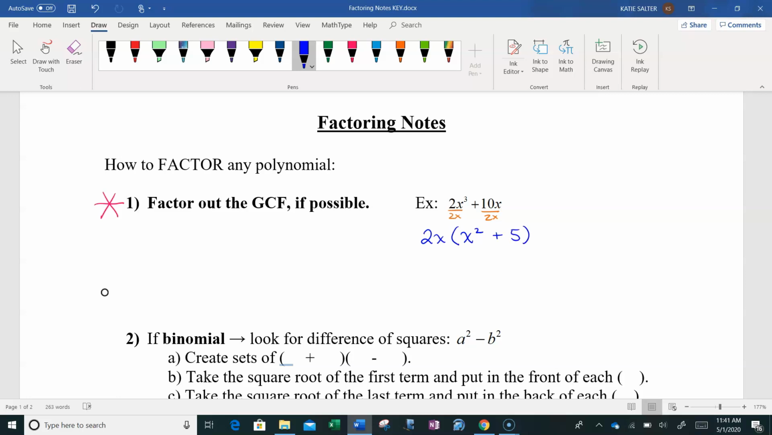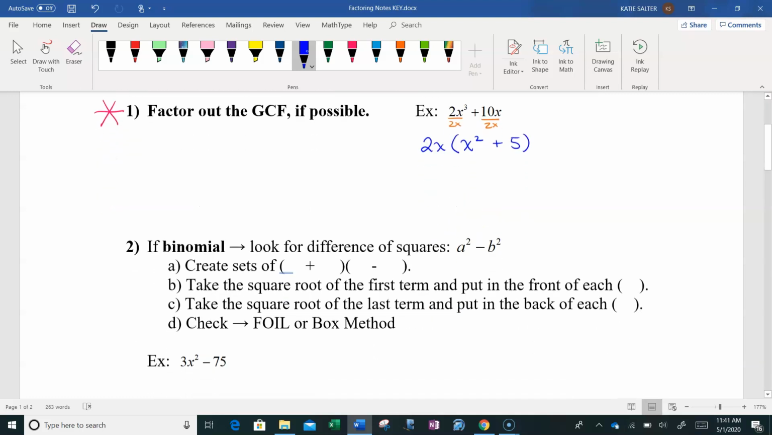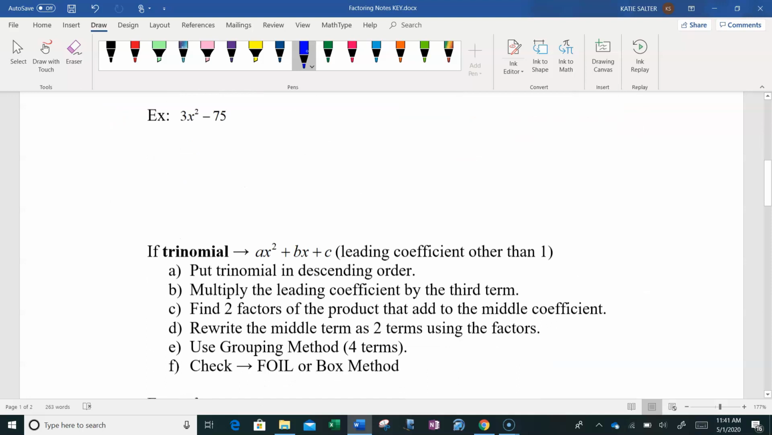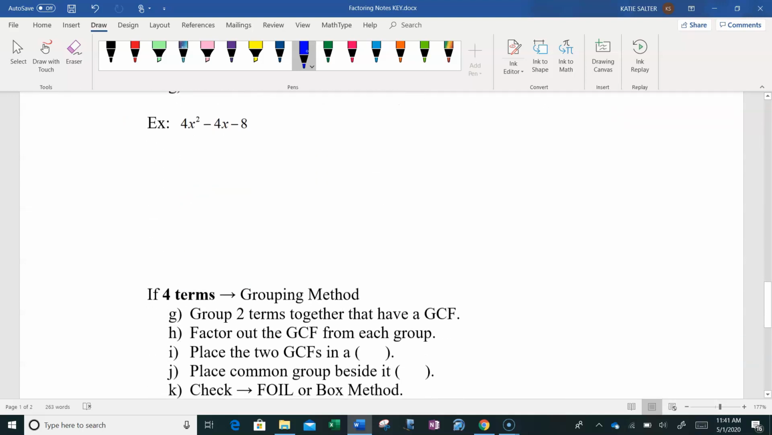Now, after we factor out the GCF, the next step is what size polynomial we're factoring. If we're factoring a binomial, we're going to look for a difference of squares. If we're factoring a trinomial, we're going to do our AC product. And if we're factoring 4 terms, we're going to go straight into grouping.